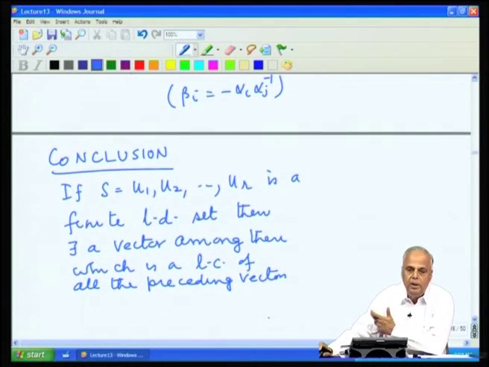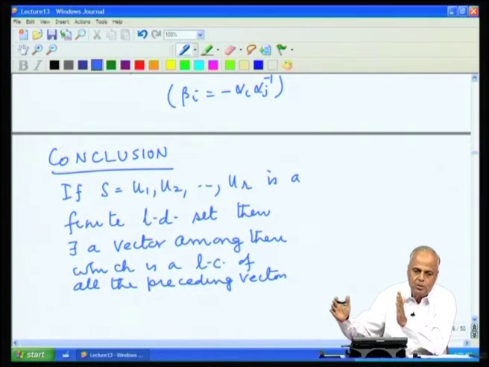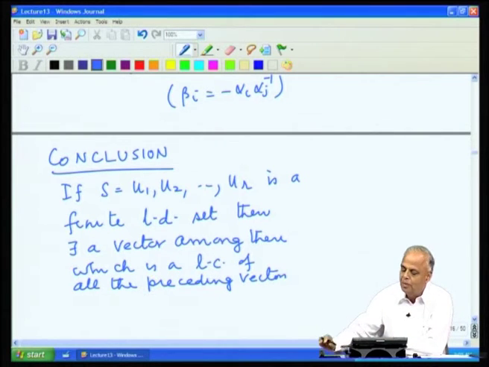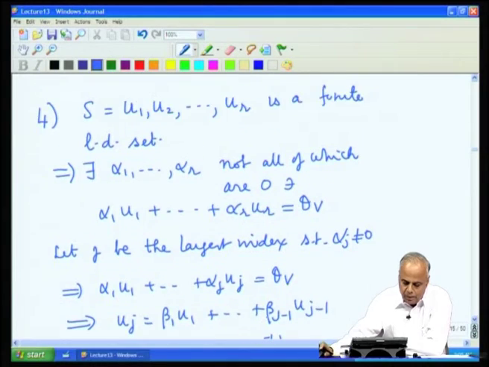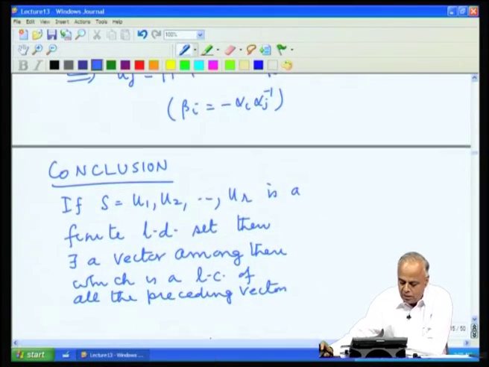Okay, so, if you have a linearly dependent set, a finite number of them arranged as the first, second, third, fourth and so on, somewhere along the line there will be a vector which is just a linear combination of all the earlier ones. So, that is another important property. We will use these simple facts very often.